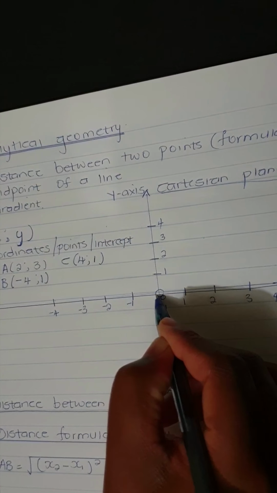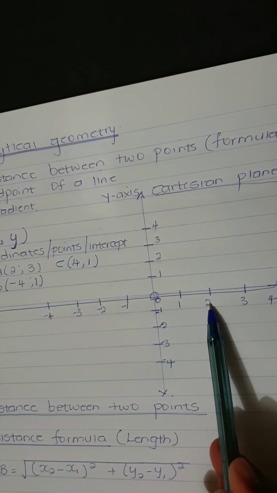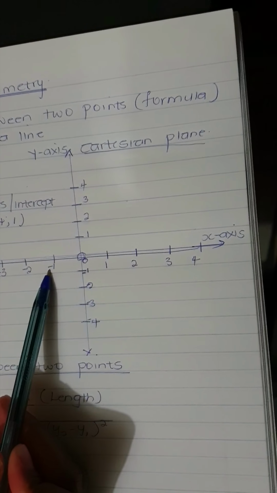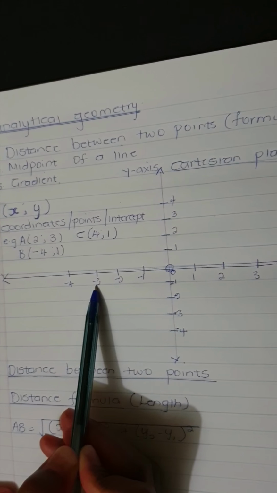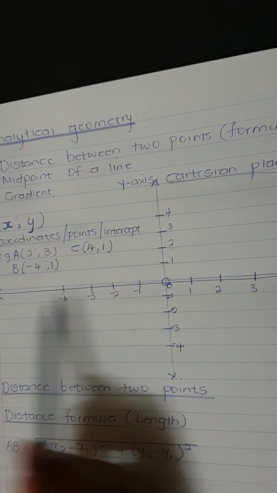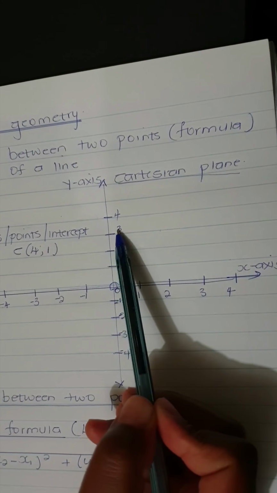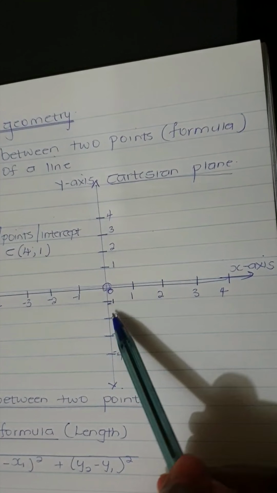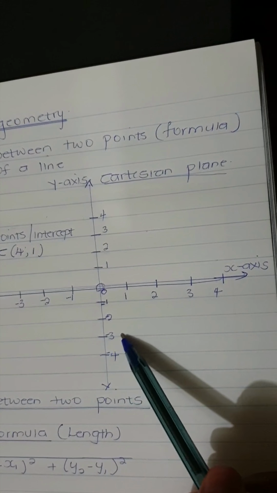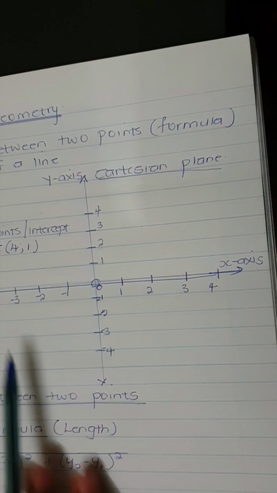This is 0. So we start from here. It's 0, 1, 2, 3, 4 on the x-axis. This side is -1, -2, -3, and -4. And then the y-axis, positive 1, 2, 3, 4 going up, and then the negative again, which is -1, -2, -3, -4. So this is our Cartesian plane.